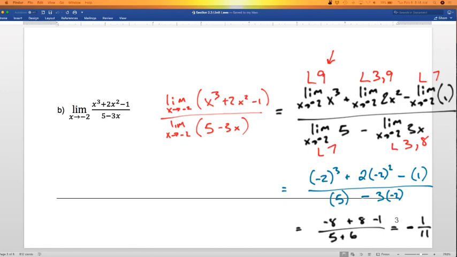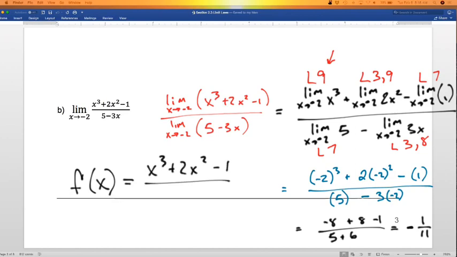Now, the ironic thing about this problem is if I had just given you f of x equals x cubed plus 2x squared minus 1 over 5 minus 3x, and I asked you to evaluate f of -2, this is exactly what you would have come up with.